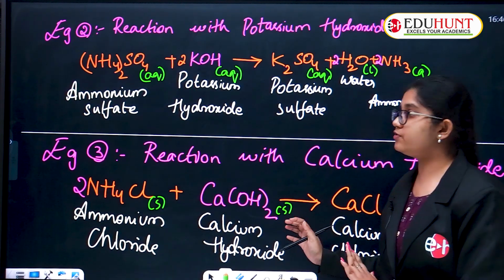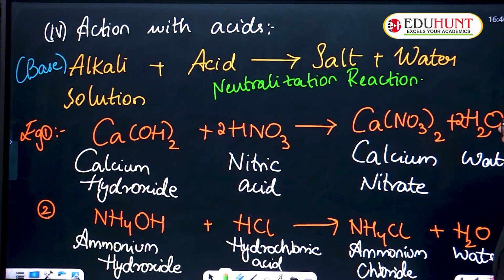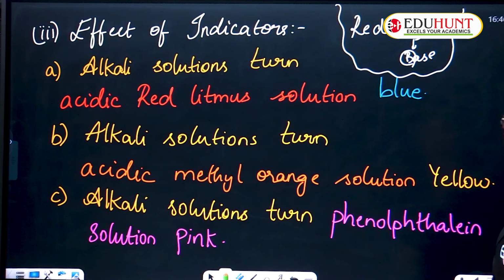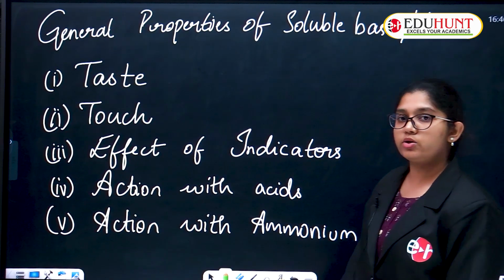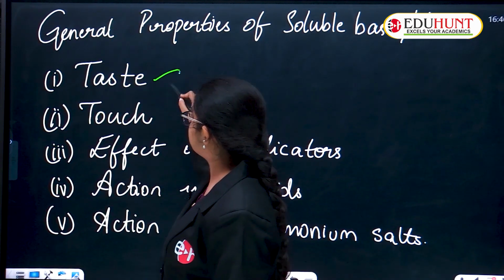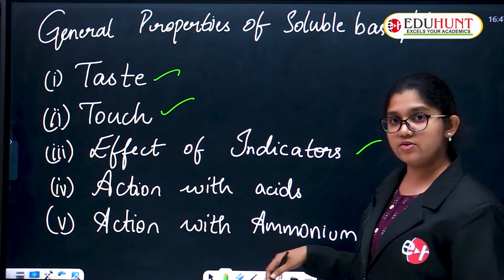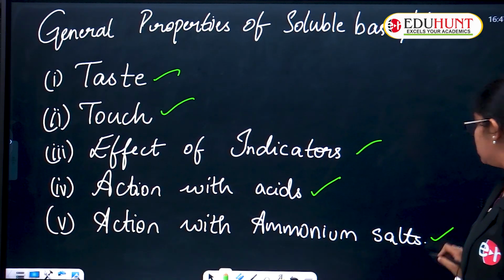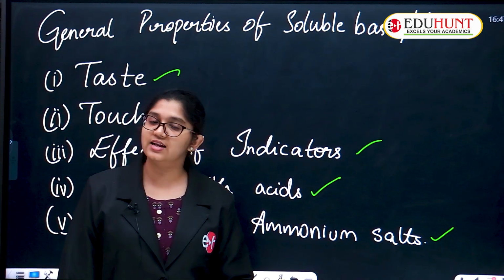Once again I am showing all the slides for you. Just see the examples, ammonium salts examples, and reactions with acids, effect of indicators, touch and taste, and the general properties. This is all about today's class, children. In this particular video, you got all these things, no? What about taste and touch: bitter in taste, soapy in touch. We have different indicators, and acid gives salt and water, examples I gave you, and also ammonium salts. These are the 5 general properties of soluble bases or alkalis discussed so far.